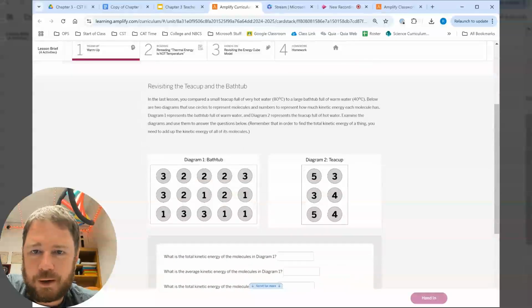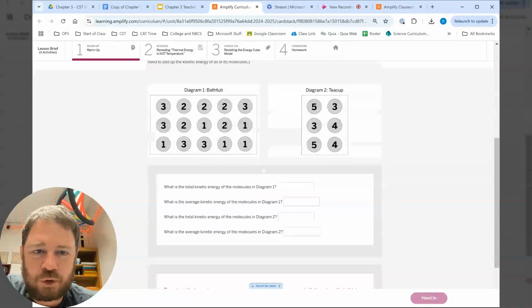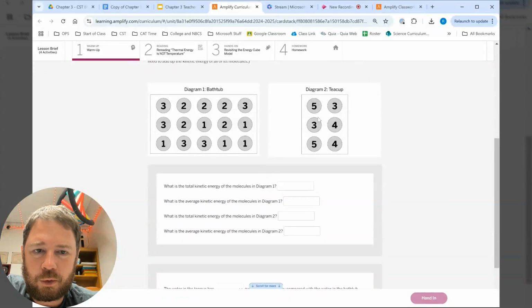So here on Amplify, it says revisiting the teacup and the bathtub. We had a teacup full of very hot water at 80 degrees Celsius and a bathtub full of warm water at 40 degrees Celsius. Down here, we have two diagrams that show us the molecules in those two things. Bathtubs are larger, so it has more molecules. Teacups are smaller, less molecules. But the teacup is warmer at 80 degrees, so we can see more molecules have fives and fours. The bathtub is cooler, and so we see a lot more ones, twos, and threes.